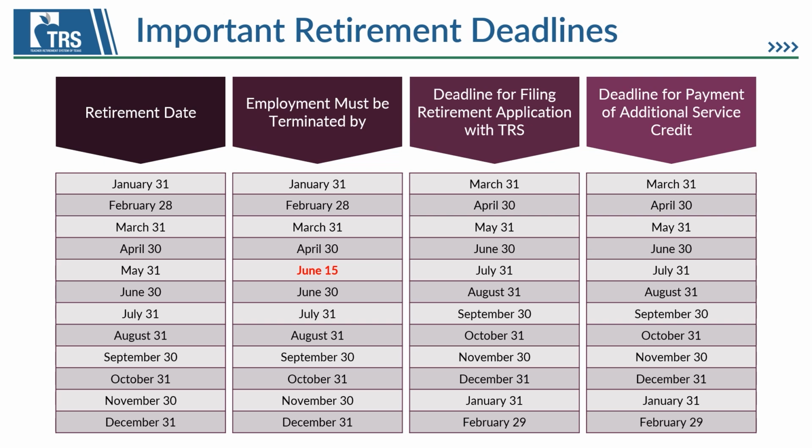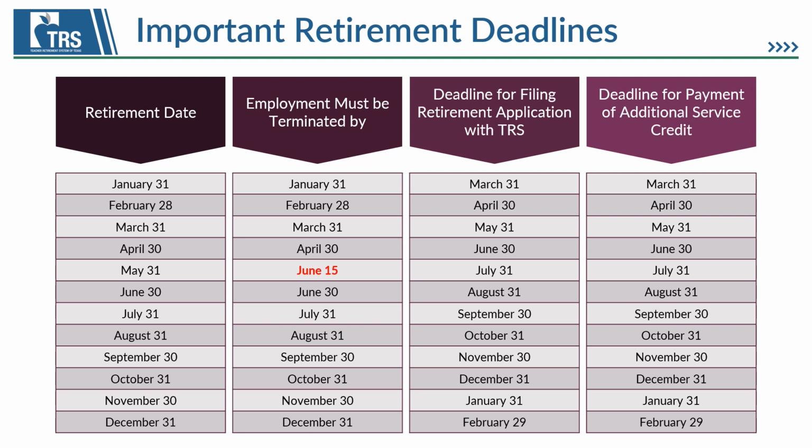Employment with all TRS covered employers must be terminated by your effective date of retirement, the one exception being June 15th, listed here in red. TRS does have a June 15th rule, which allows for a May retirement date as long as all TRS covered employment is terminated by June 15th.